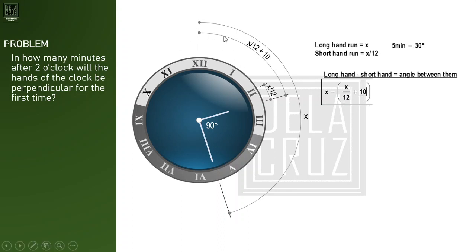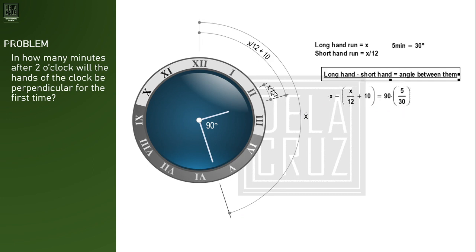Okay? X over 12 plus 10 minutes. Ayan. So that it should be equals to 90 degrees. But convert natin into minutes, no? Since we are considering here into minutes. So multiply natin by this conversion factor, and every 5 minutes we have 30 degrees. Yan. Yan yung main equation natin.